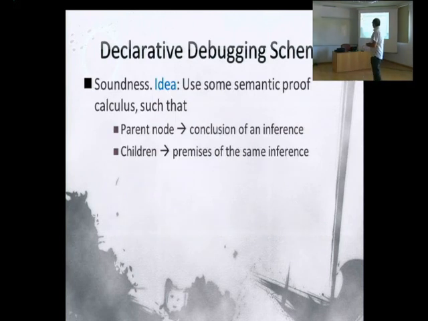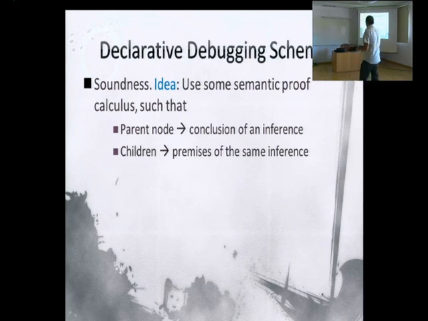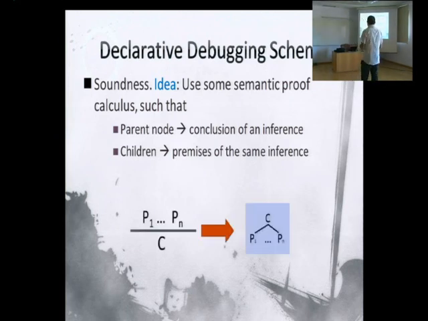About the soundness, the idea can be to use some semantic proof calculus such that parent nodes correspond to conclusions of inferences in this calculus and children to the premises of the same inference. So the idea is I want to prove that this computation tree is really good, that it works for this paradigm, for this language. Then you take some calculus that gives the semantics of the language and produce the computation trees associated to this calculus. So in this inference, you have here the conclusion and here the premises, and this corresponds to this computation tree. That's the reason Adrian likes to write the trees in a different way, with the root at the bottom, like this.